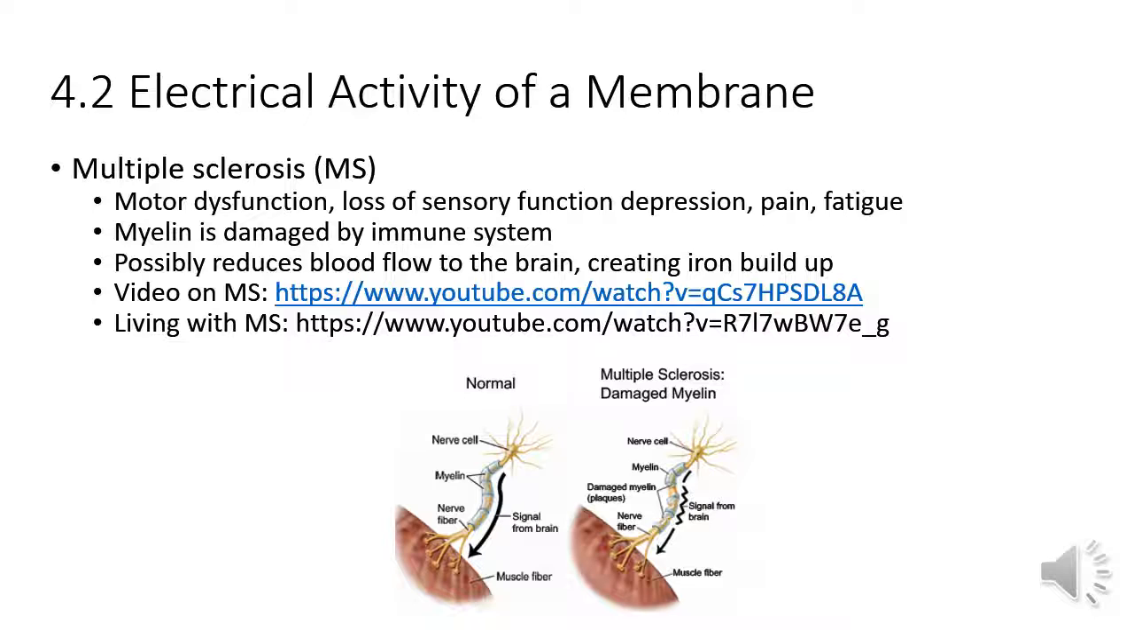In MS, the immune system attacks the myelin and damages it, which causes difficulty for individual neurons to signal from the brain. Scientists think it may also cause iron to build up because of reduced blood flow to the brain. If you are interested in MS, there are a couple of videos. The first is more about the clinical characteristics of MS, and the second is about people with MS describing their lives with this disease.